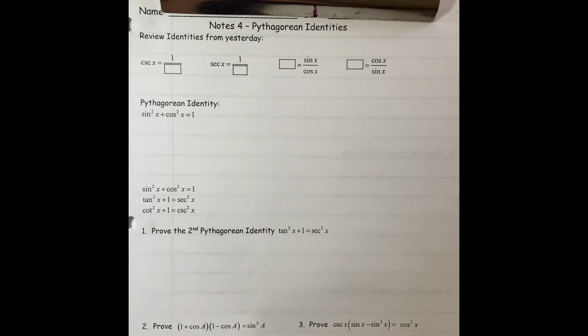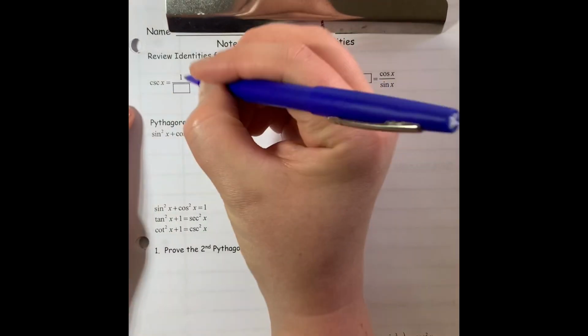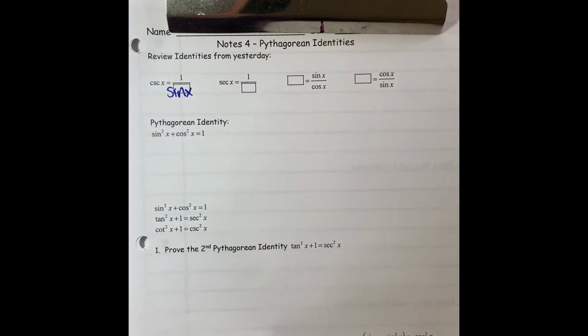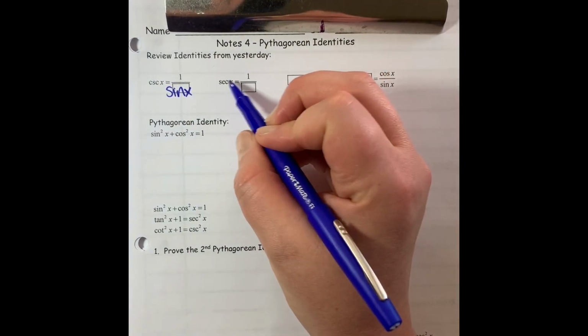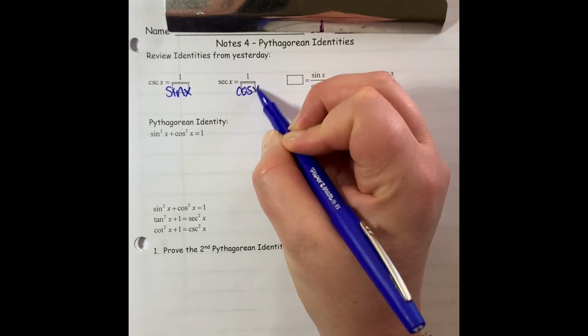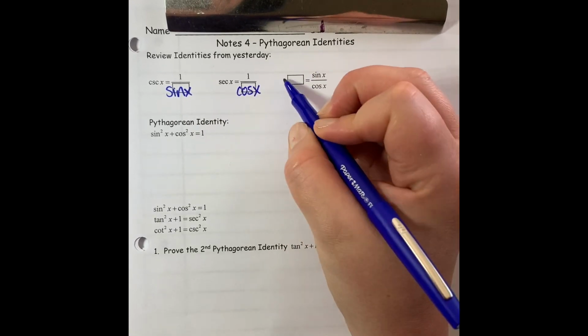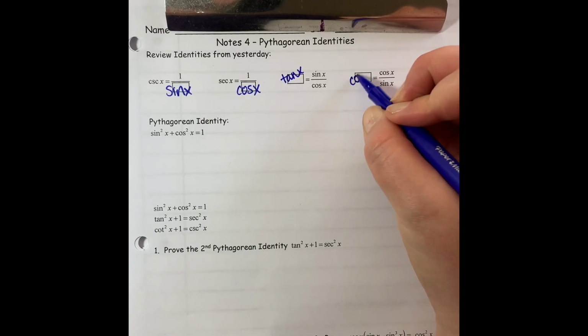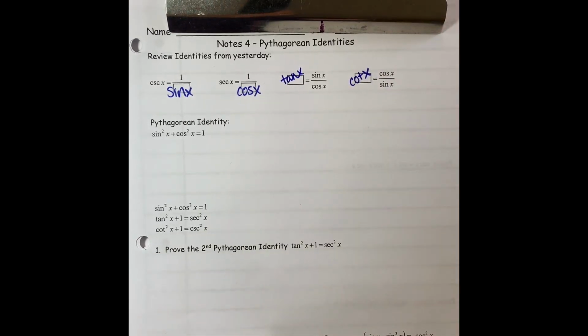So first thing, remember that cosecant is the same as 1 over sine x. Secant is 1 over cosine x. Remember that tan is sine divided by cosine, and that cotan is cosine divided by sine. Those are the 4 identities that you should already know, even back to the unit circle.